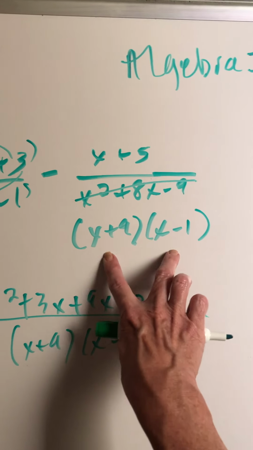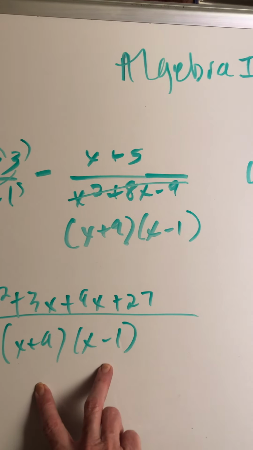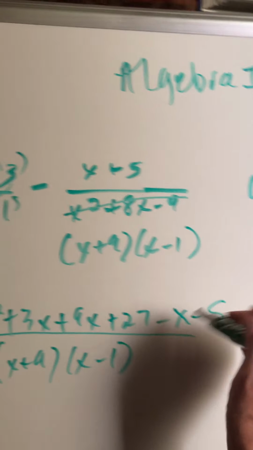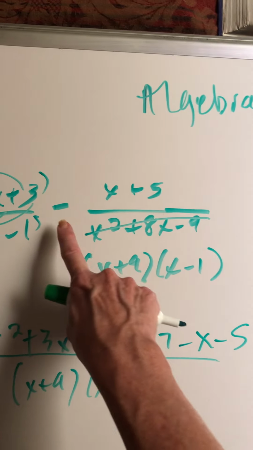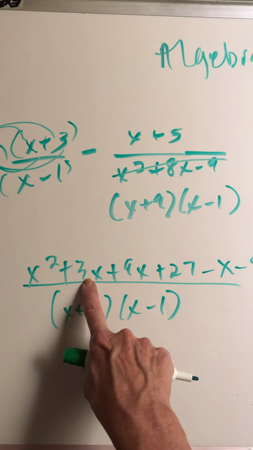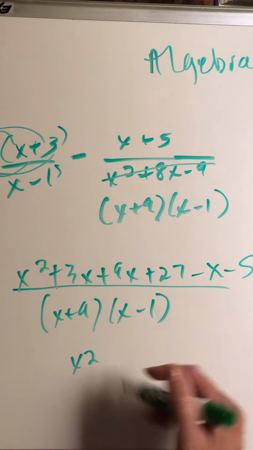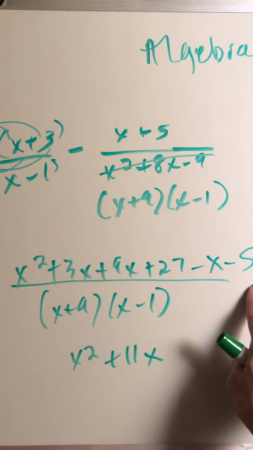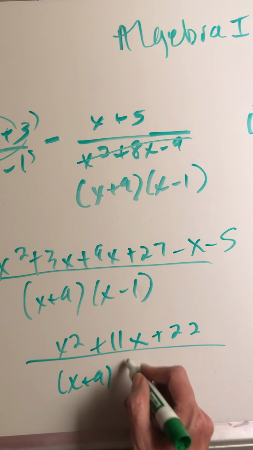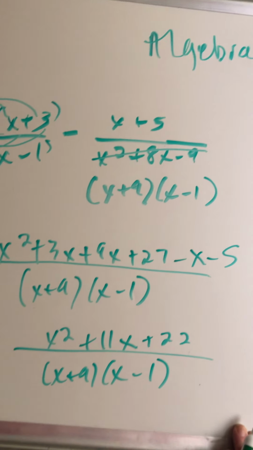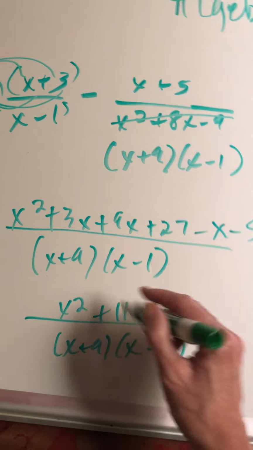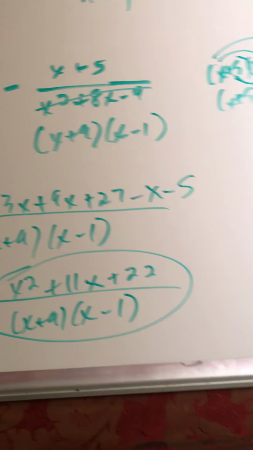Then on the second part, it doesn't need anything else. It's got the right denominator. So we take that subtraction sign through. So it's going to make it a minus x minus 5. It's going to change both of those signs. It's going to make that a minus x and a minus 5. Then combining like terms, x squared, 3x and 9x is 12x, minus x would be 11x, and then 27 minus 5 is 22, over x plus 9, x minus 1. The only factors of 22 are 1 and 22 or 2 and 11, and none of them would give you 11, so that doesn't factor, so we stop right there, okay?